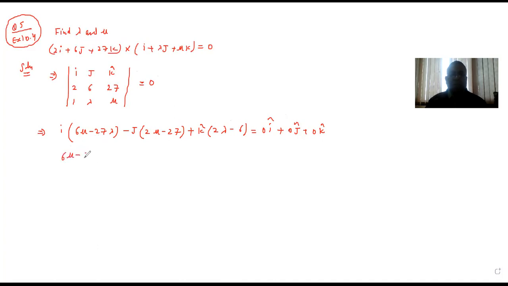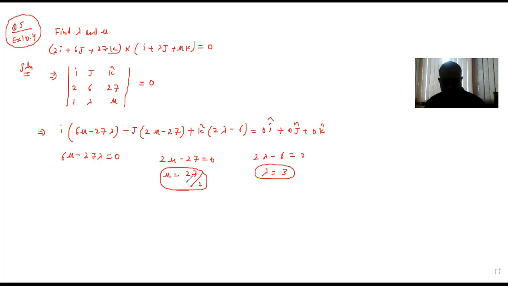So 6 mu minus 27 lambda is equal to 0, 2 mu minus 27 is equal to 0, and 2 lambda minus 6 is equal to 0. So lambda is equal to 3 and mu is equal to 27 over 2. These are the two answers of this question.